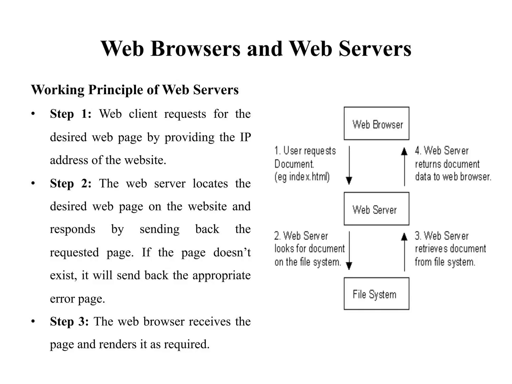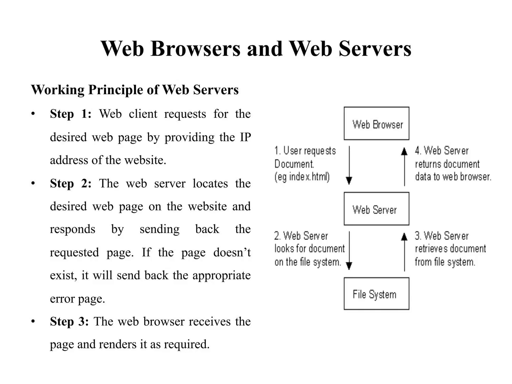Working principle of web server. We see step 1. The web client requests the web page by providing the IP address of the website. In step 2, the web server locates the web page on the website and responds by sending back the requested page. If the page does not exist, it will send back the error page. Step 3, the web browser receives the page and renders it as a record.